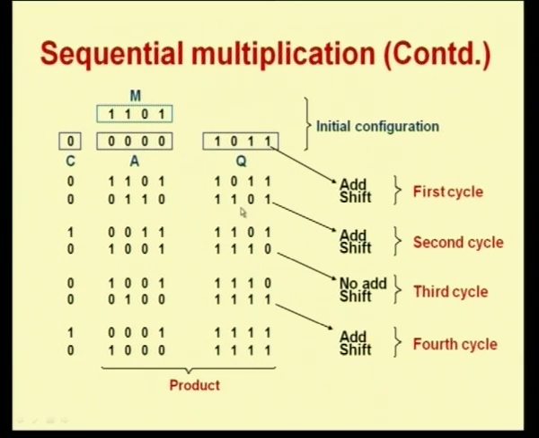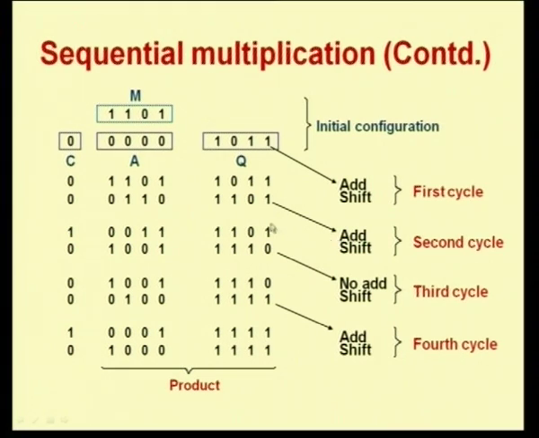So, 1 has come over here, 0 has come over here, this 1 has come over here. Now we have the second least significant bit in the least significant bit position. So, for the next step, the second cycle, we need to examine this bit. This bit is a 1, so we do an add operation again.